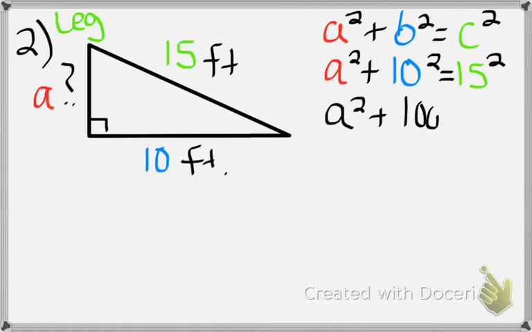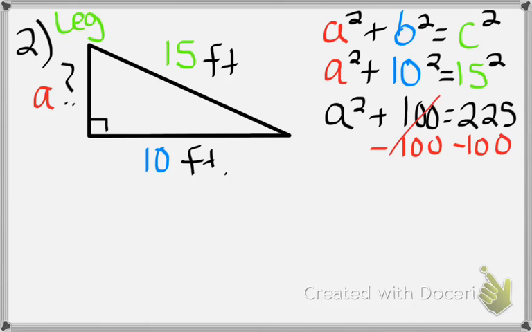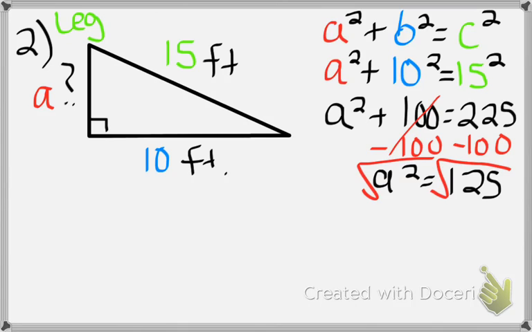10 squared is 100, so we can plug that in. And 15 squared is 225. Now we have this two-step equation. Get rid of that 100 and get rid of the squared. That cancels. So you're left with A squared equals 125, and quite a few students got this far, but then they forgot the final step because most students also weren't being neat and organized. The final step is square root both sides. That square root and that square cancel, so on the left side we're left with just A.